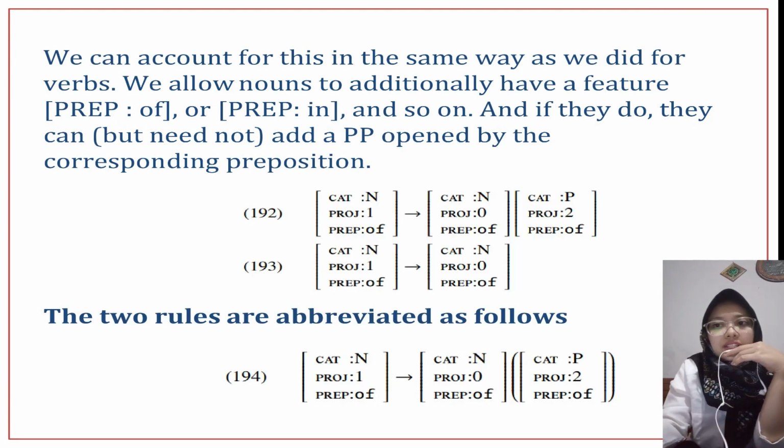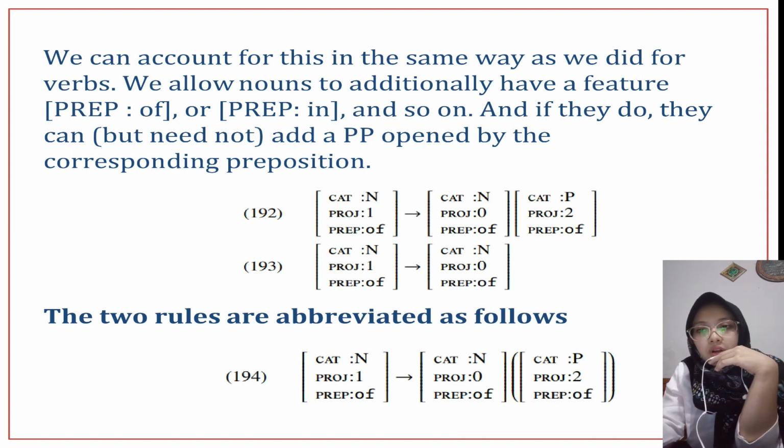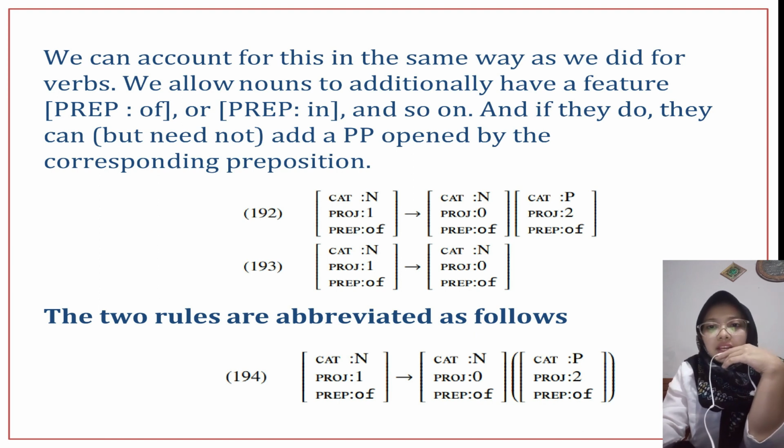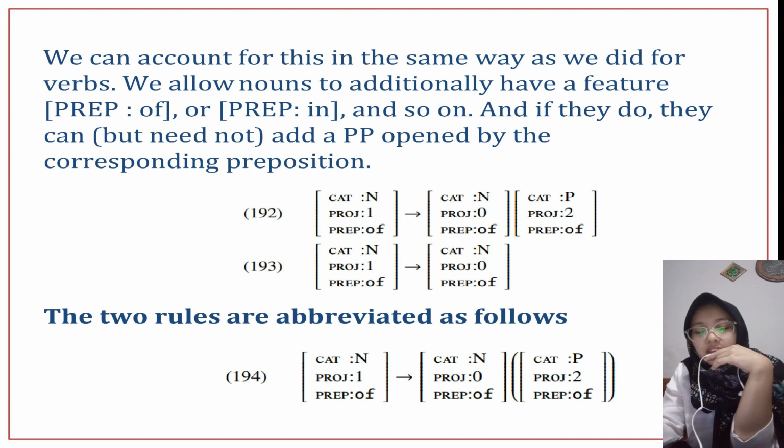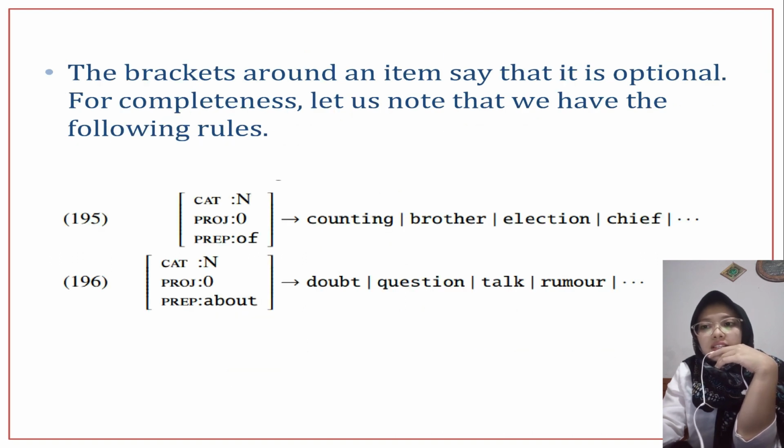We can account for this in the same way as we did for verbs. We allow nouns to additionally have a feature PREP of, or PREP in, and so on. And if they do, they can, but need not, add a preposition phrase opened by the corresponding preposition. As you can see in the sample sentence there, the two rules are abbreviated as follows. The brackets around the item say that it is optional. Let us note that we have the following rules.